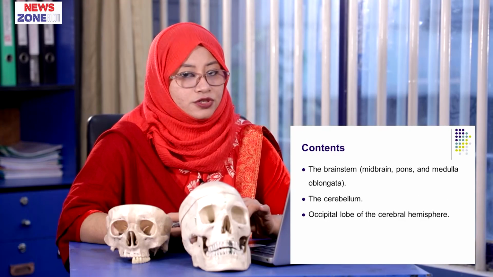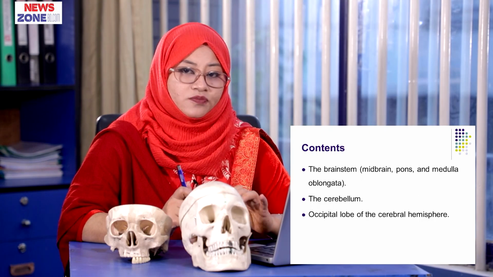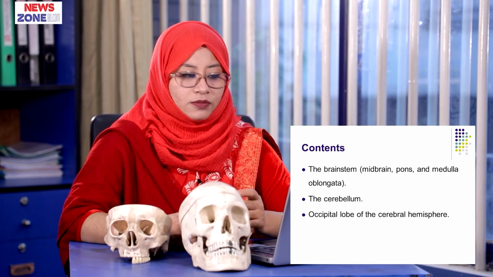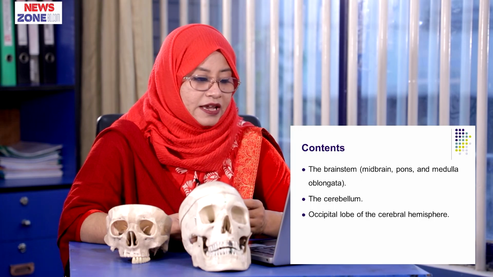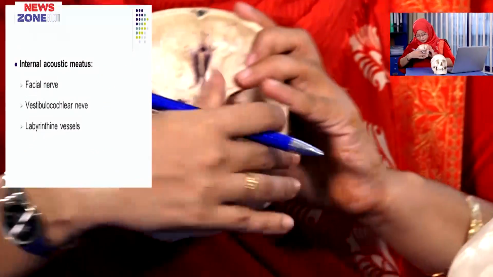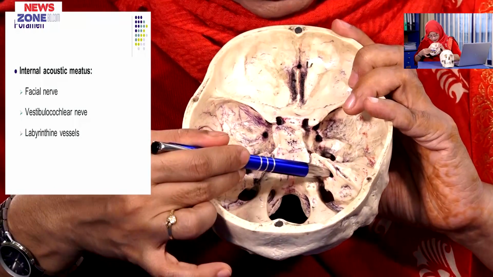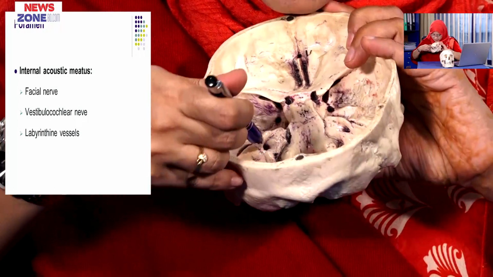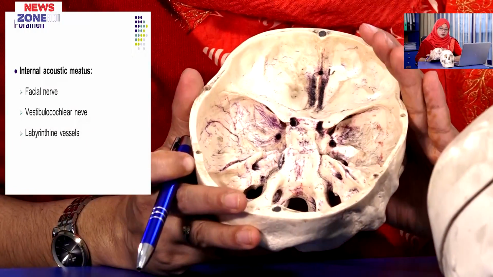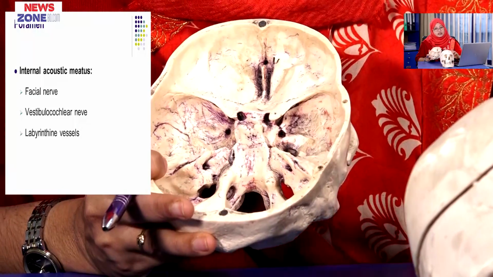Now contents of posterior cranial fossa. There are the brain stem that is formed by the midbrain, pons and medulla oblongata, the cerebellum and occipital lobe of the cerebral hemisphere. Now foramens in the posterior cranial fossa. Internal acoustic meatus. This is internal acoustic meatus which passes facial nerve, vestibulocochlear nerve and labyrinthine vessels.